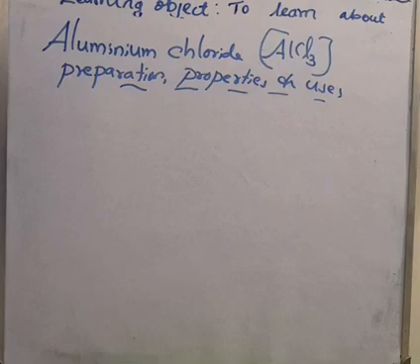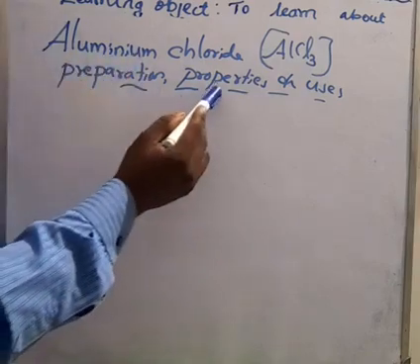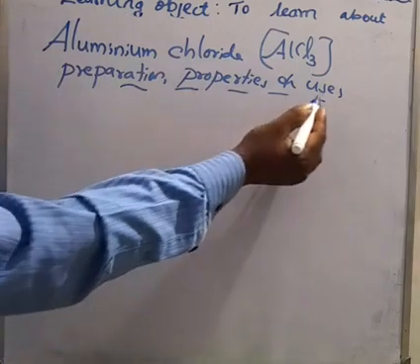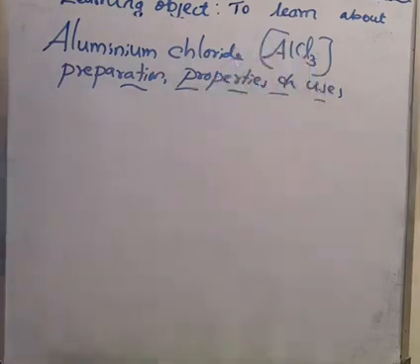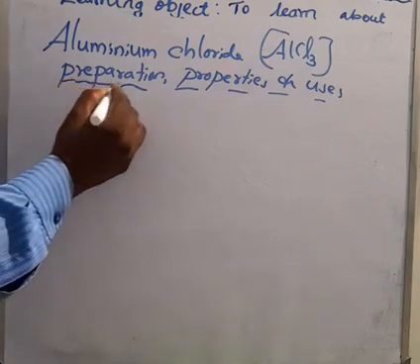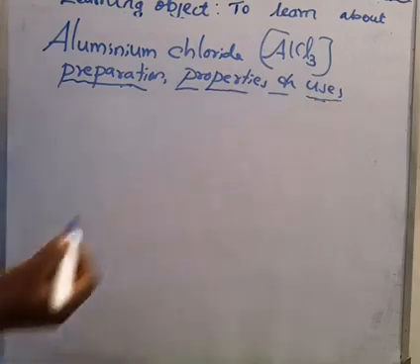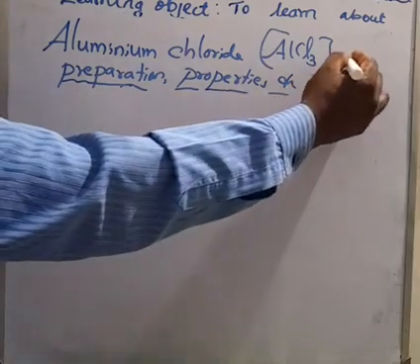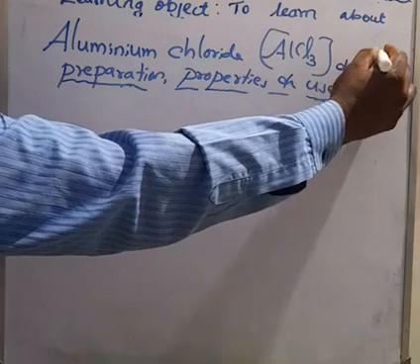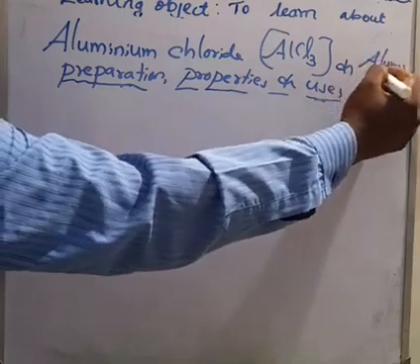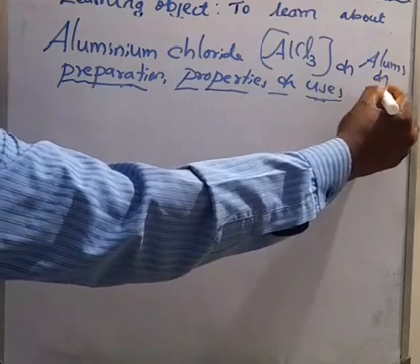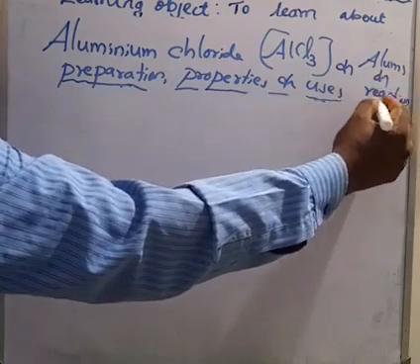Today we will discuss the preparation of aluminium chloride, properties of aluminium chloride and uses of aluminium chloride. And one more important term we will discuss: what are alums, and their reactions and uses of alum. Okay, this is to be written and learned today.